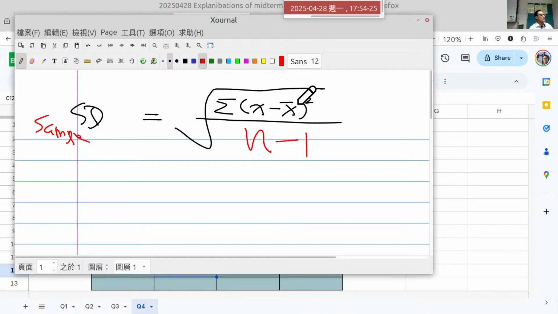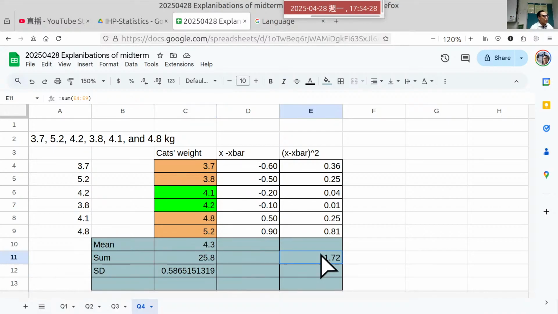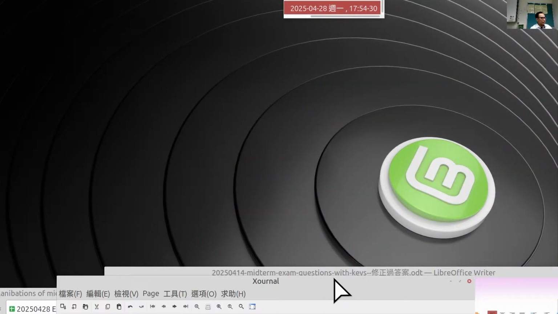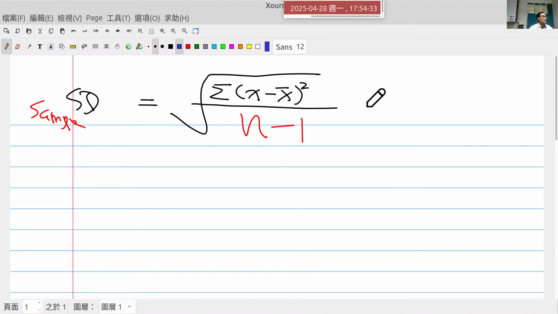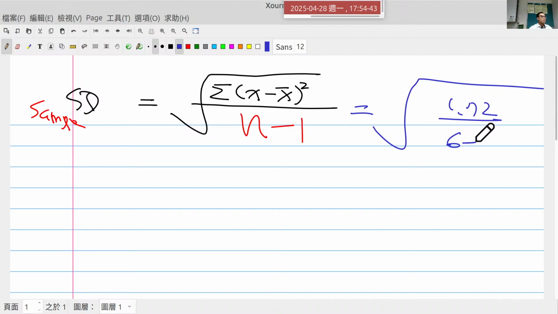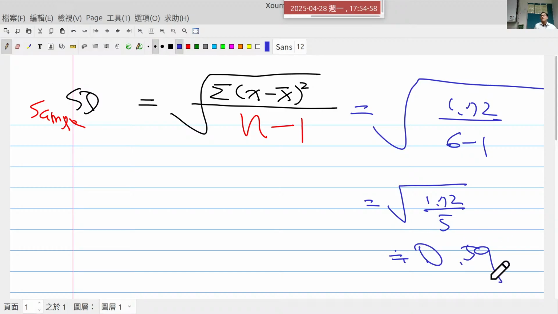And now we know the sum is here. The sum is 1.72, and there are 6 numbers. 6 minus 1. Either one is okay.